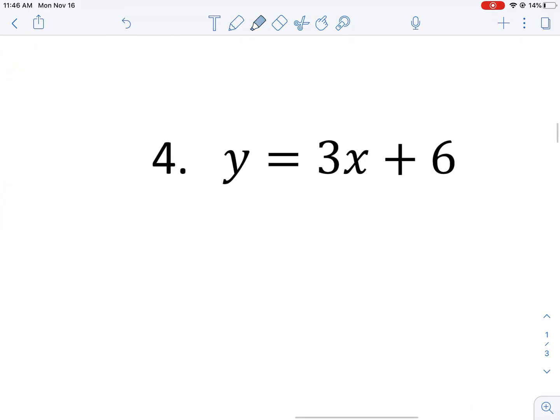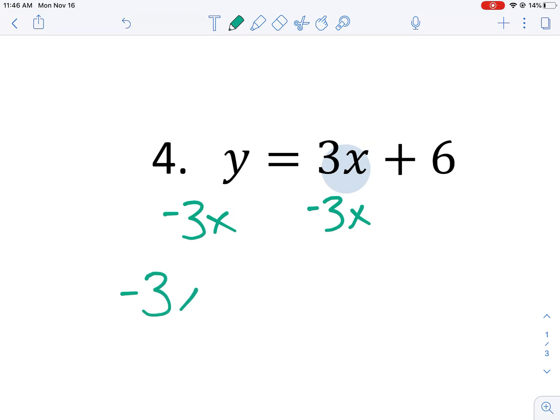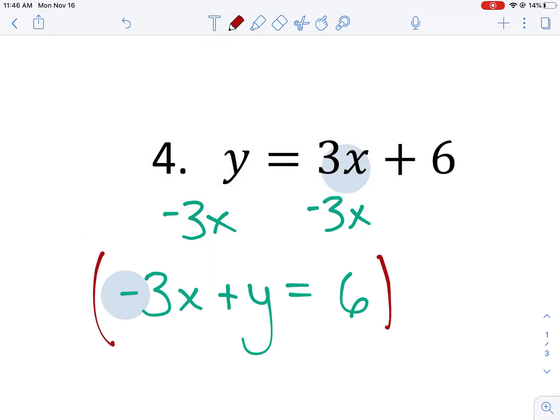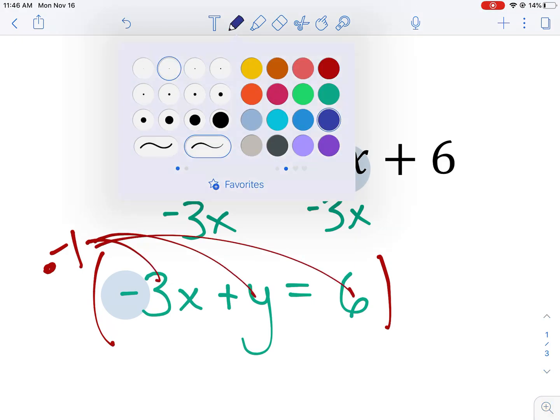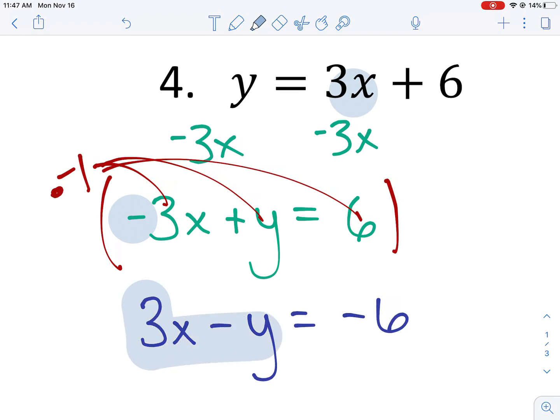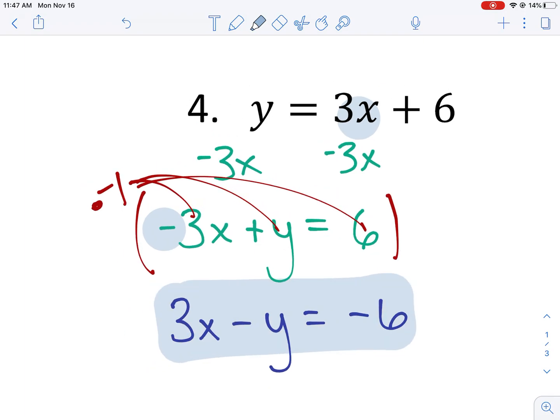So let's look at number 4. We need to move our 3x, so we are going to subtract 3x to the other side. So we have negative 3x plus y equals 6. Same issue, we can't have the negative in front of our x term, so we are going to multiply the whole equation by a negative 1. Once we do that, we will get a positive 3x, a negative y, and a negative 6. And that's it.